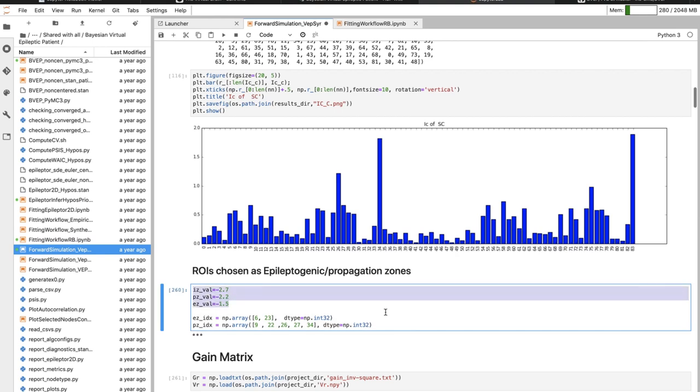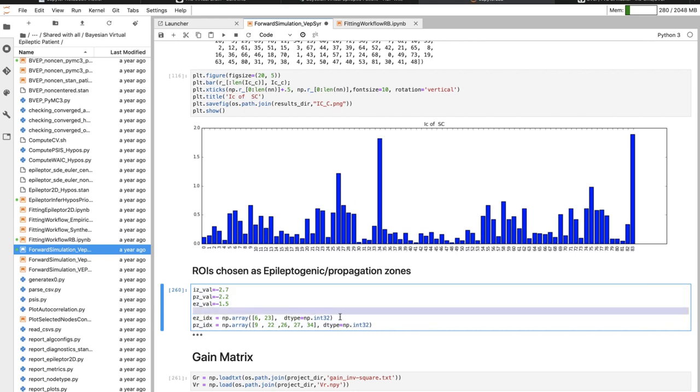Then, based on the pre-surgical evaluation of these patients, some regions have been defined in the epileptogenic zone, others in the propagation zone. So we are creating an epileptogenic network.